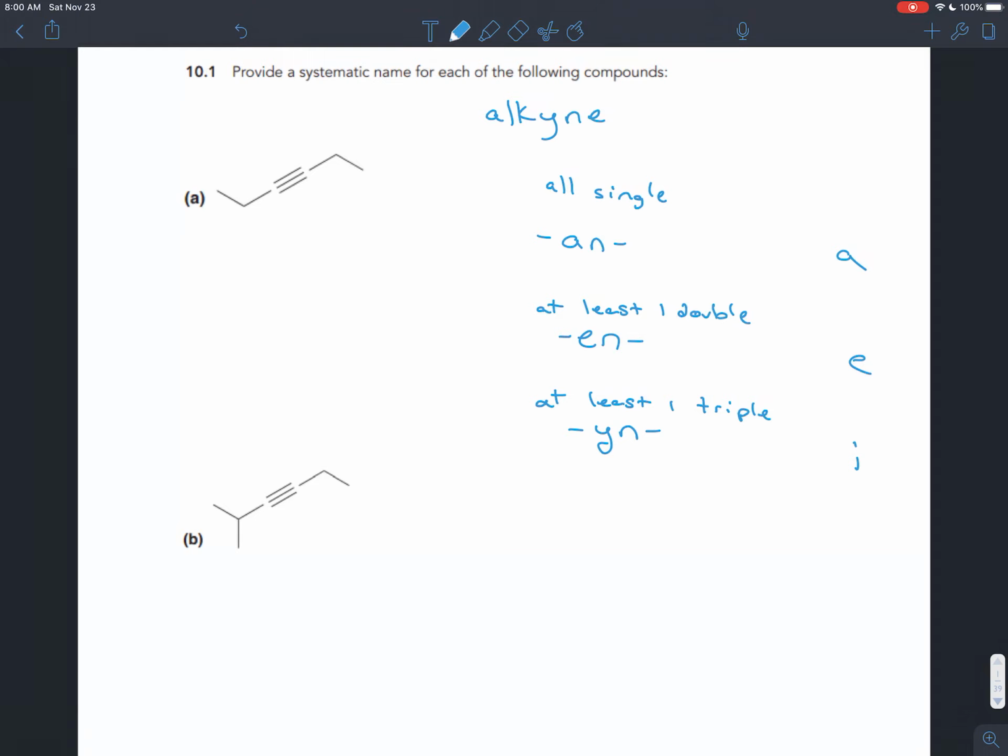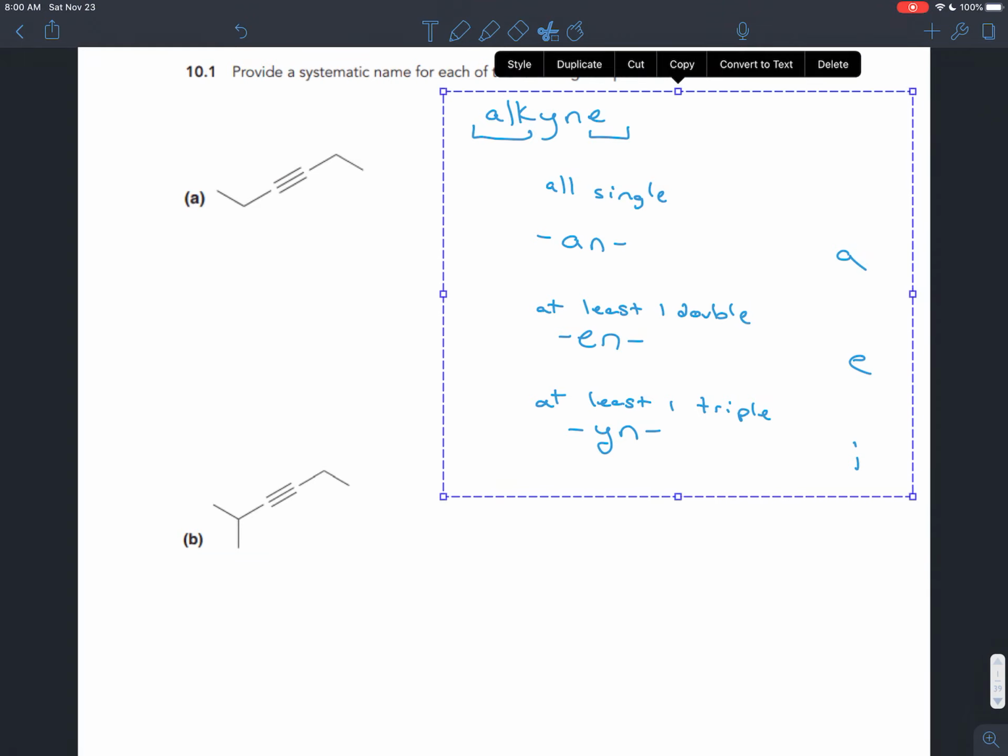And when we name them, the prefix will still represent the number of carbons. The suffix will still represent the functional group. Remember, E is the suffix for hydrocarbons. It's just the infix will change to yn.